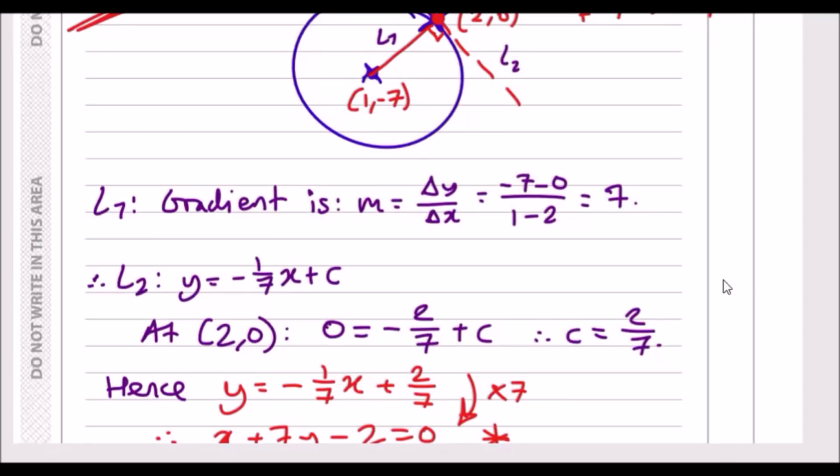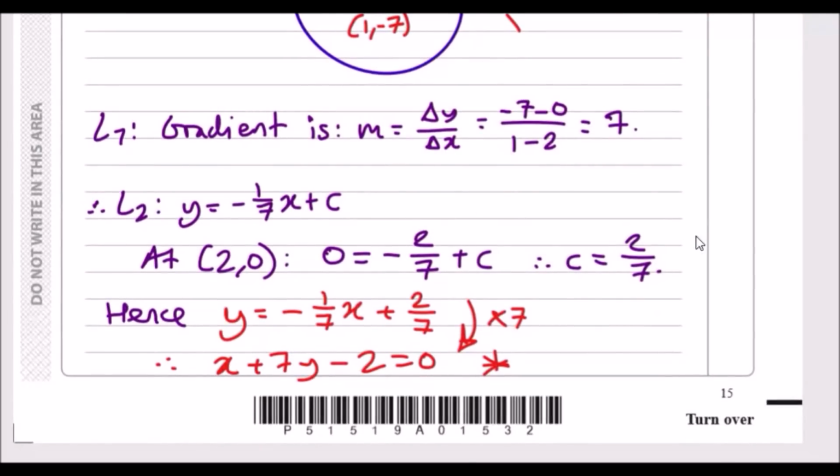And yeah, that's really it. So you found c, and now, yeah, we're done. So our final equation is y equals minus 1 over 7 x plus 2 over 7. And just, you know, make it look nice.